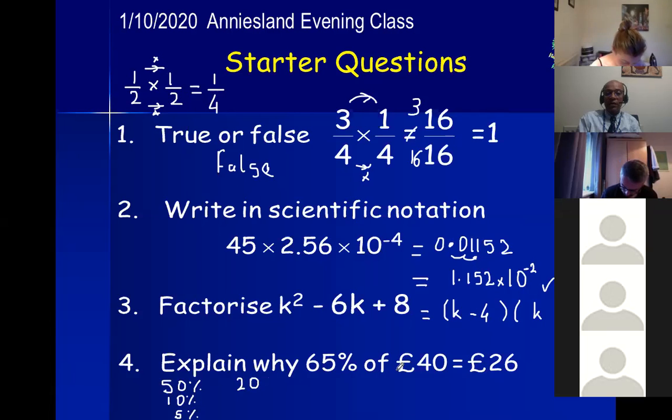What is 10%? You divide by 10. That's what 10% means. That's a 4. And 5% is just half of the 10%, which is a 2. And you've just proven how you can quickly do 65% of 40 by having 20 plus 4 plus 2. And that is your 26.